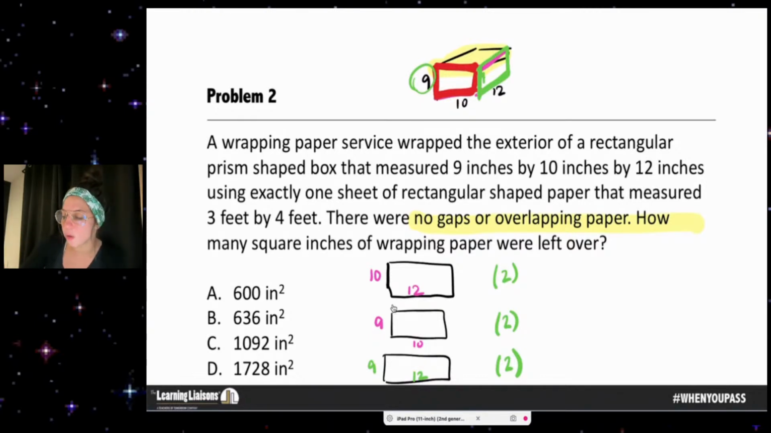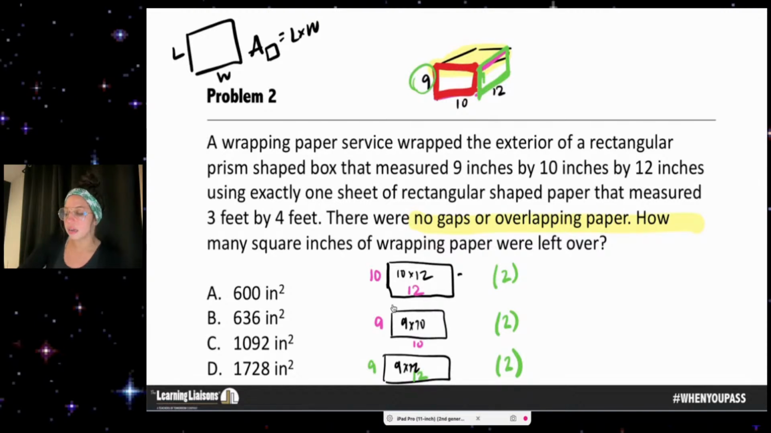So 10 times 12, because to find the area of a rectangle, remember, you're going to do length times width. So I'm going to do 10 times 12, 9 times 10, and 9 times 12. 10 times 12 is 120. 9 times 10 is 90. And 9 times 12 is 108. Now, remember, we have 2 of each of those.